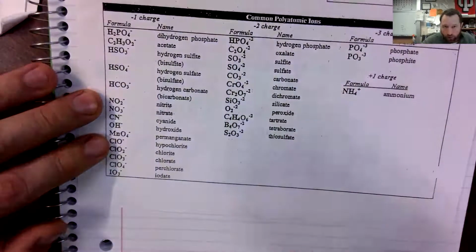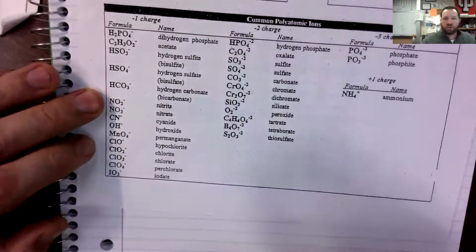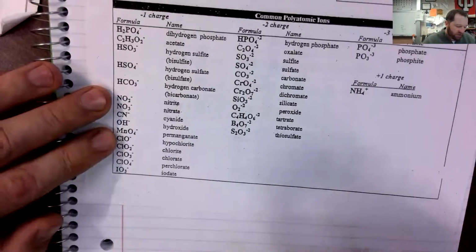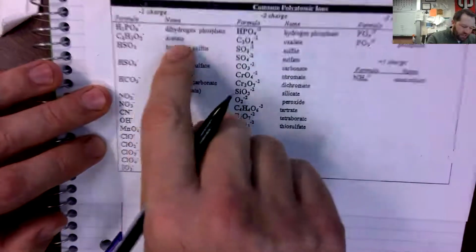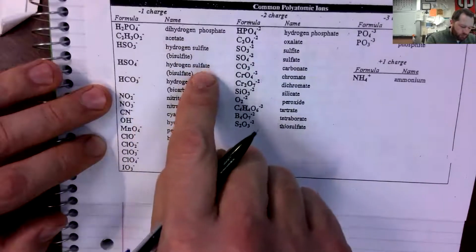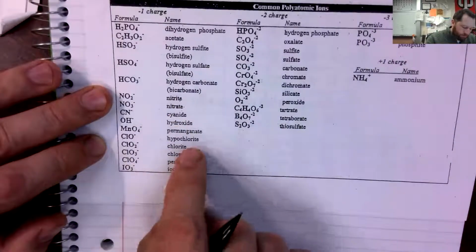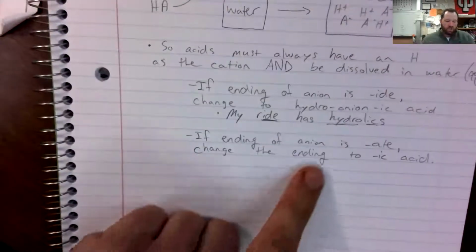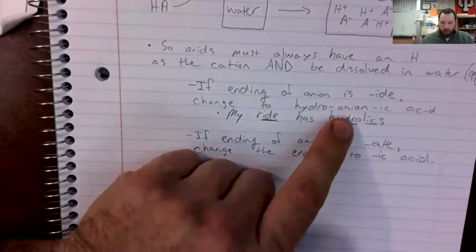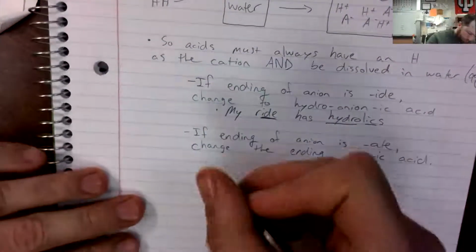So they, sure enough, can be part of an acid. Just put an H on front, and you've got yourself an acid. Dissolve it in water, and you've got yourself an acid. So when these guys end in ATE, which a lot of them do, when those guys end in ATE, we change the ending to IC. Again, no hydro in front.